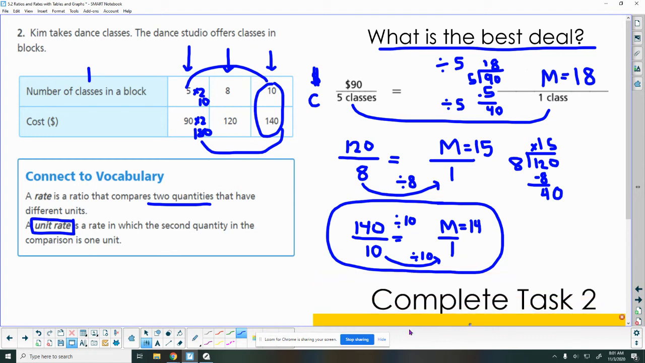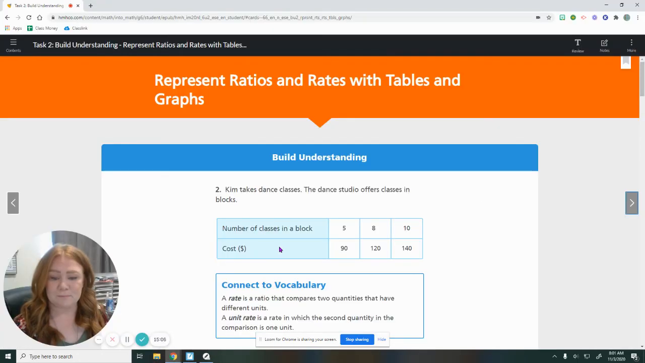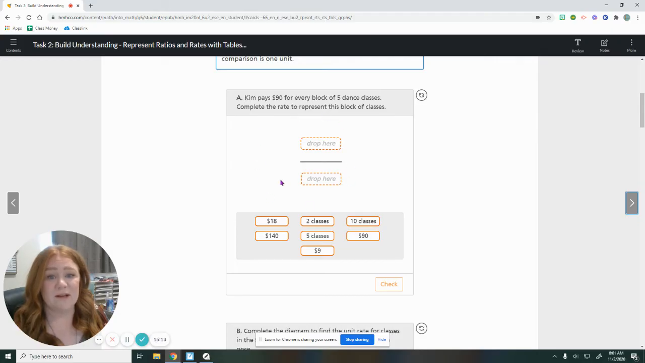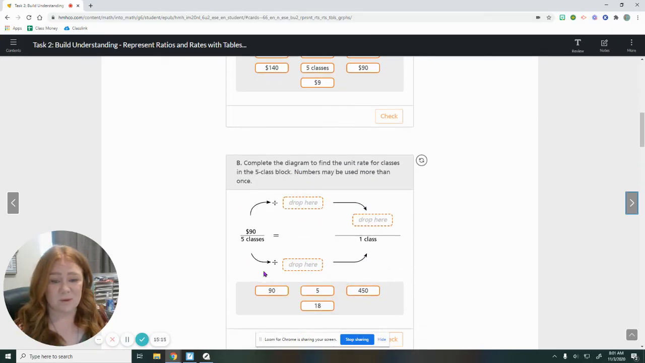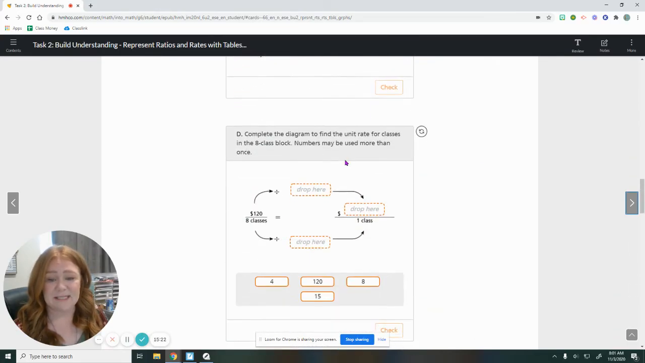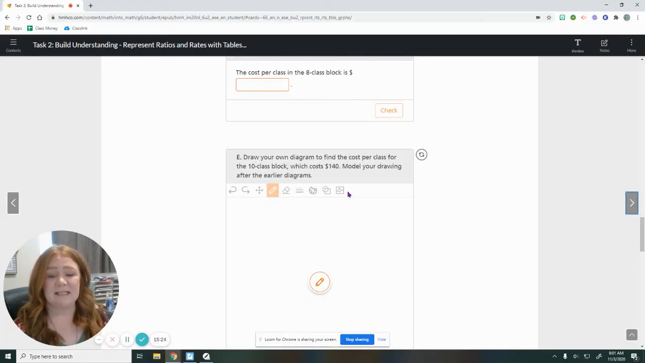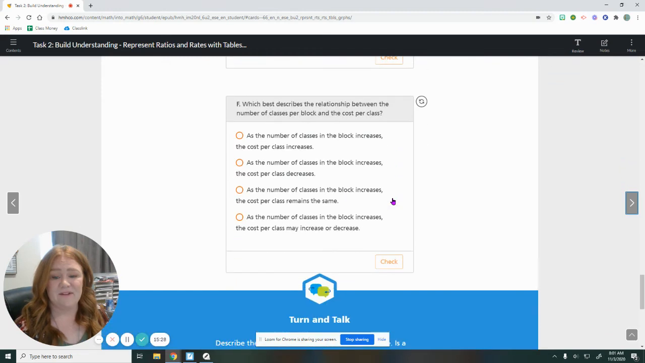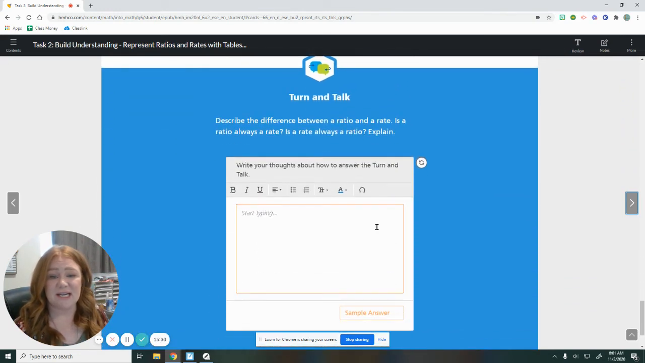Okay, so go ahead and pause the video and see if you can answer all of the questions on task 2 here. Let's go ahead and tell me, what is the rate for the classes? And then we found the unit rate by dividing here. How much is the block of 5? Tell me what you did. Repeat for 8. Then you're going to show me how you found 10 and finish answering those questions here.